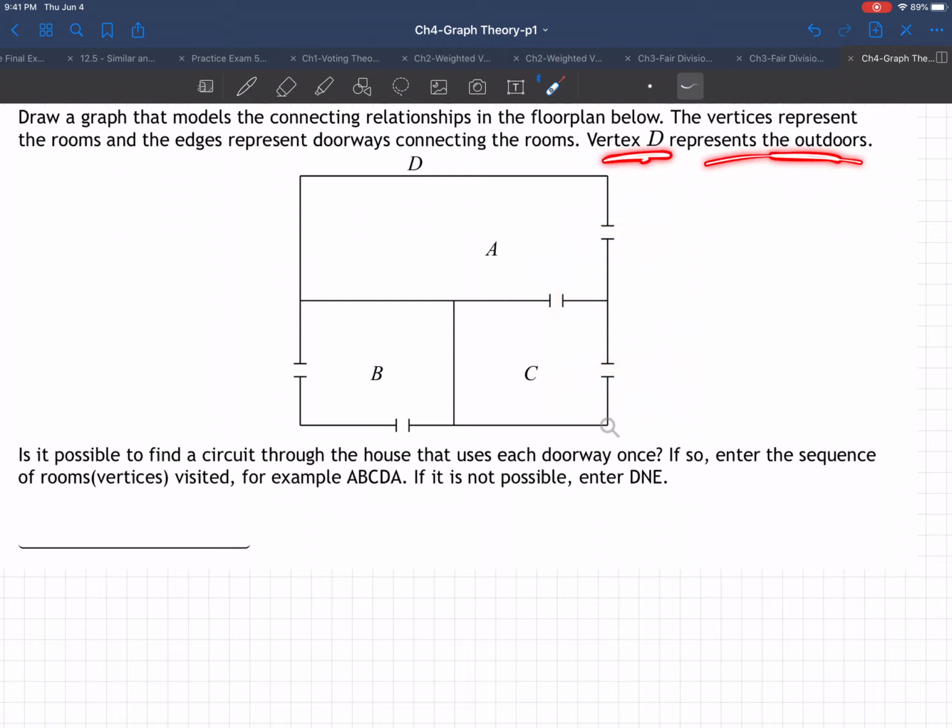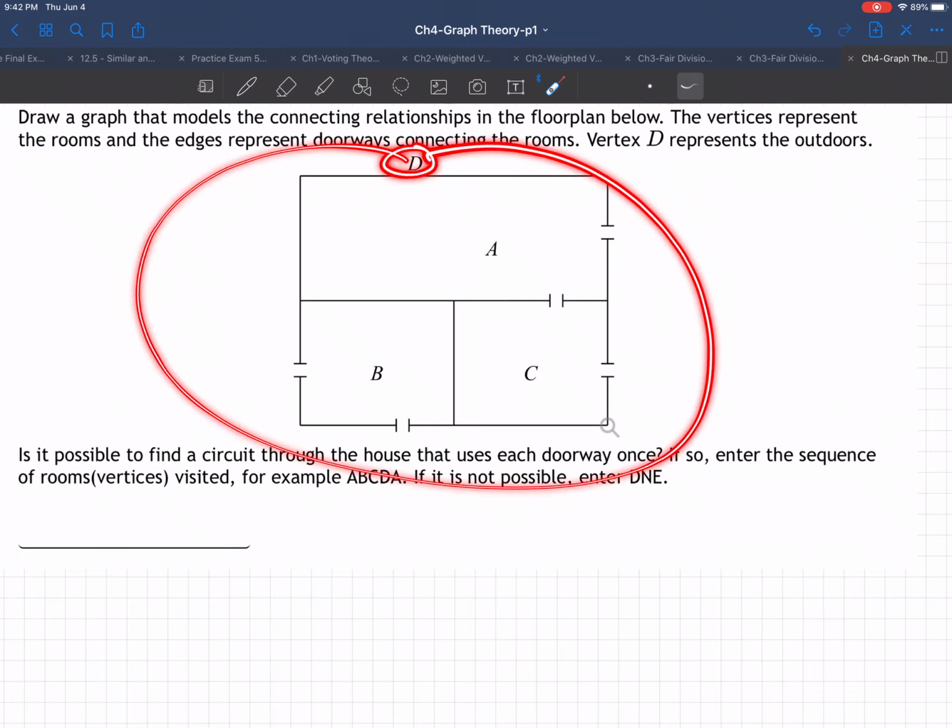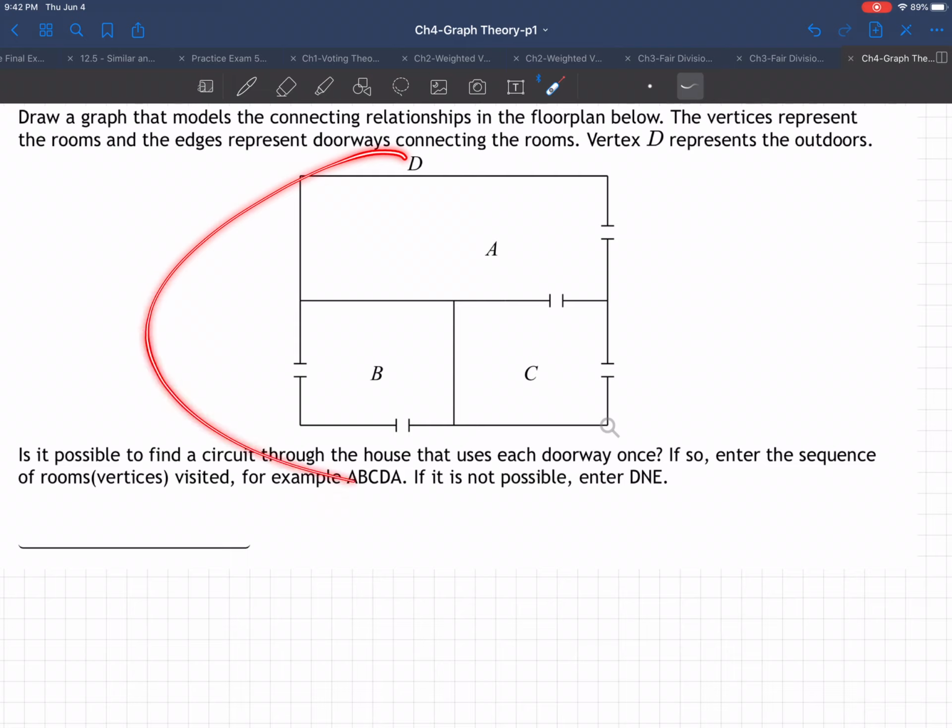Vertex D is the outdoors. So this just represents all the outside. D is anywhere outside. Okay, so that's what they're saying.